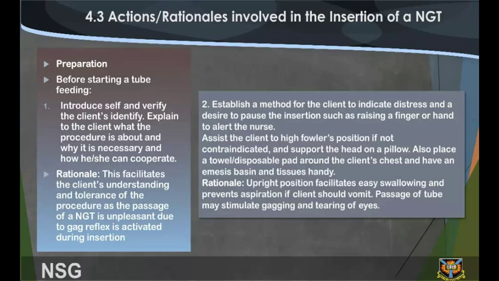Assist the client to high Fowler's position if not contraindicated, and support the head on a pillow. Also place a towel or disposable pad around the client's chest and have an emesis basin and tissues handy. Rationale: upright position facilitates easy swallowing and prevents aspiration if client should vomit. Passage of tube may stimulate gagging and tearing of eyes.